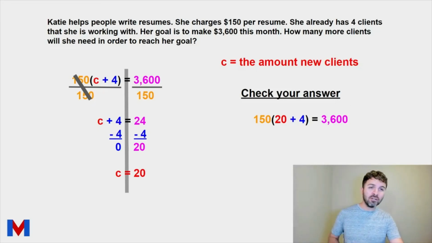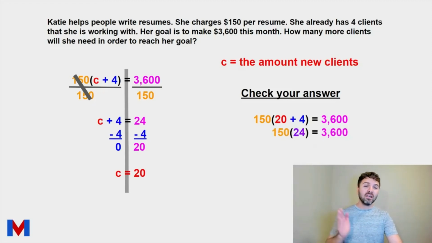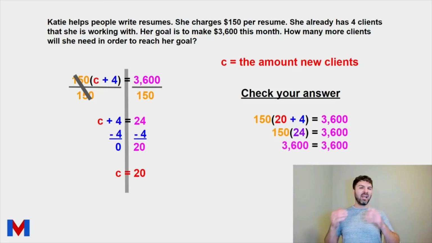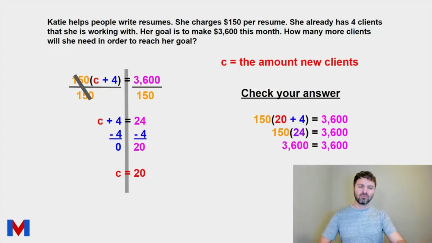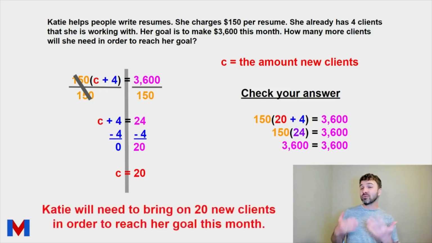So order of operations here, do parentheses first. 20 plus 4 is 24. The 150 times 24 is 3,600. And that's what we wanted. So, yes. We did it. It works. So now we can, with confidence, say that Katie will need to bring in another 20 clients in order to reach her goal this month.